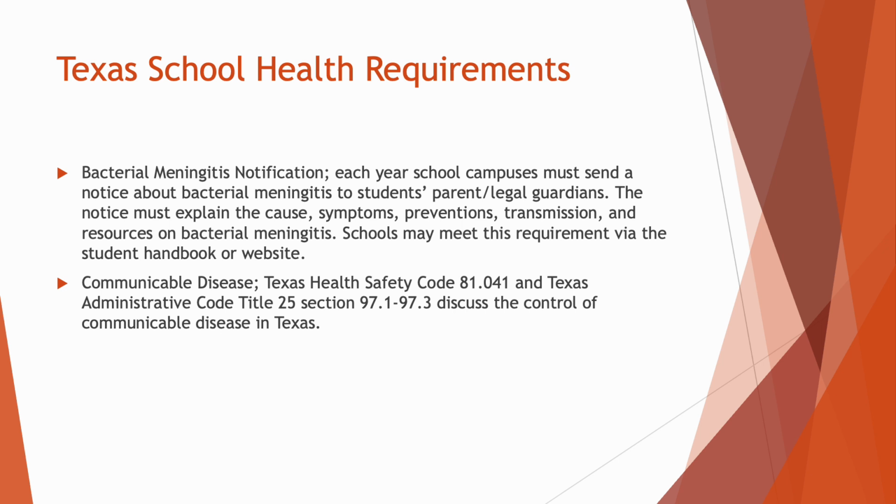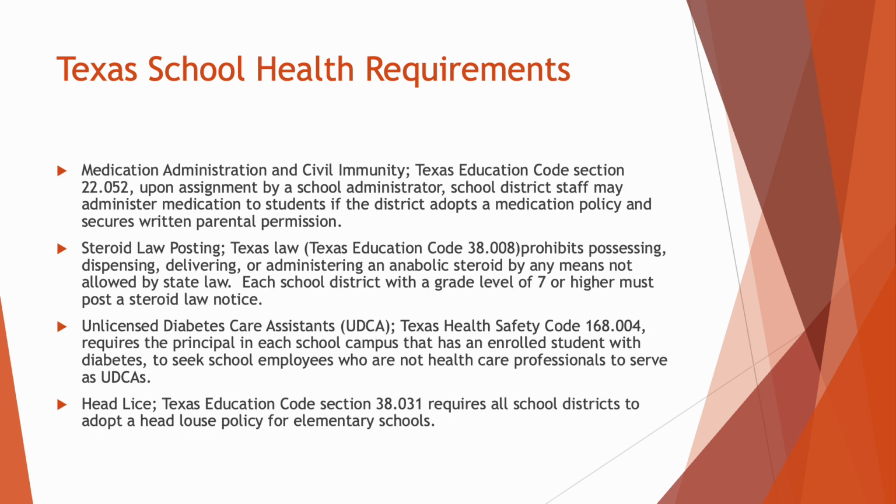Texas campuses also discuss the communicable diseases located in the Texas Health and Safety Code 81.041 and Texas Administrative Code Title 25, Section 97.1 through 97.3, which discuss the control of communicable diseases in Texas.